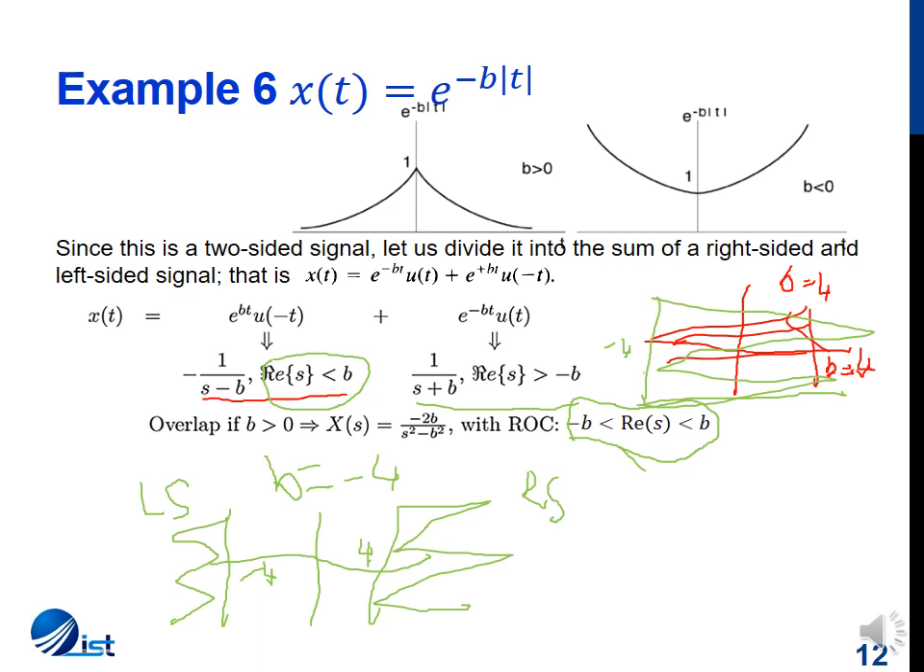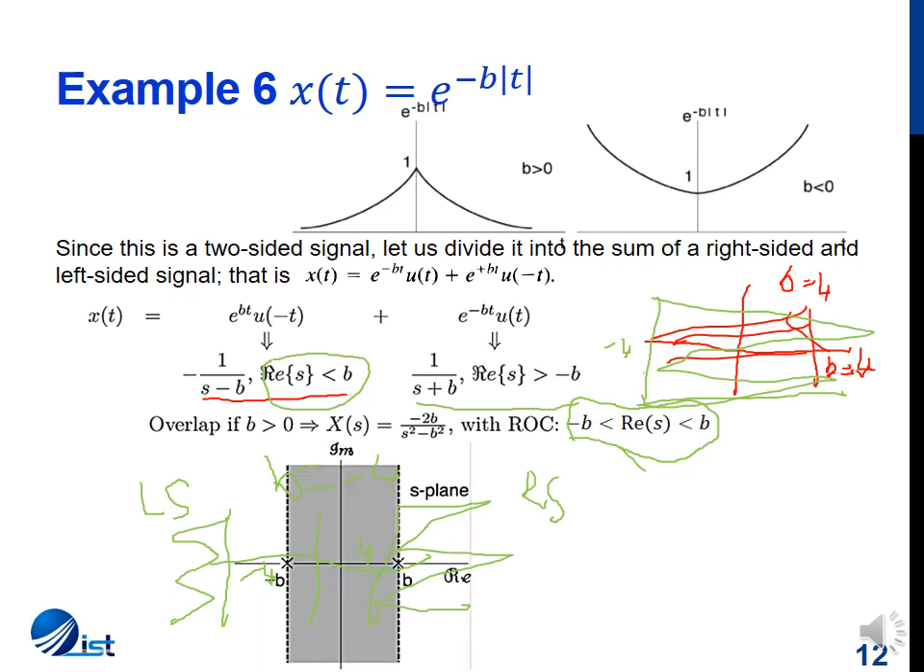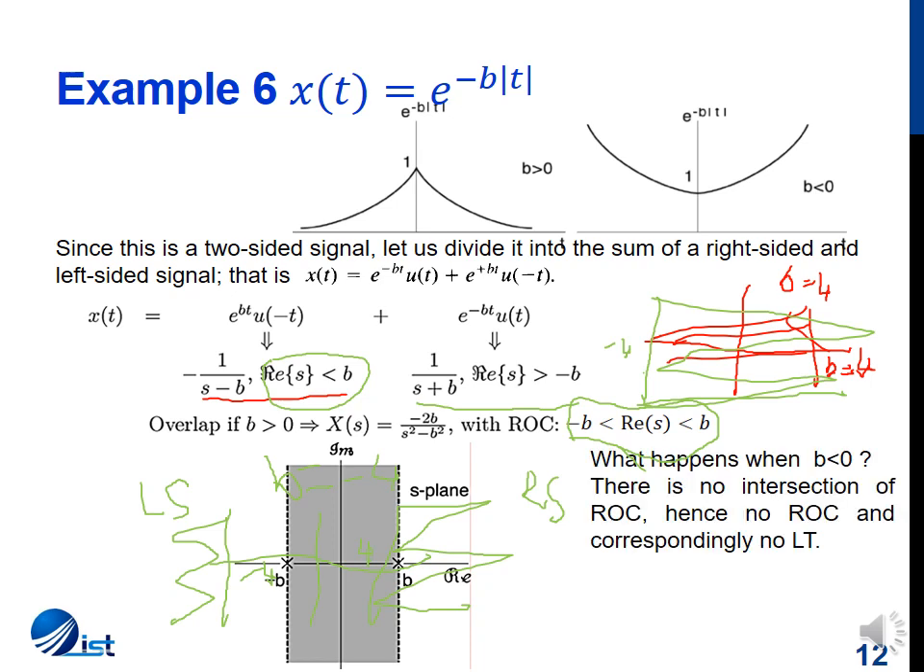And that is what we can say intuitively as well, because we see that for the case when b was less than 0, it was an increasing or rising function, and therefore its Laplace transform should not have existed. So our result looks something like this, as shown in the figure. And what happens when b is less than 0? Obviously there is no intersection of ROC, hence no ROC, and correspondingly no Laplace transform.